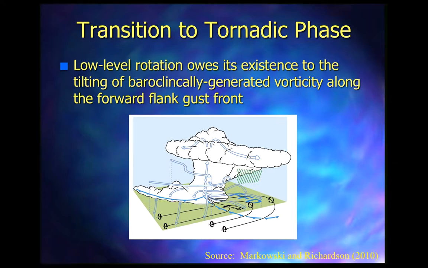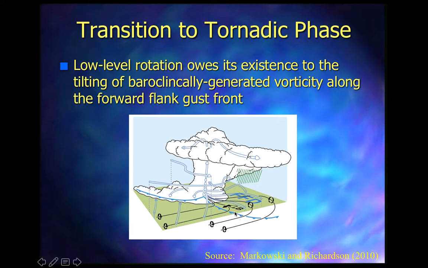So the real question is, how does a supercell storm, and the low-level rotation that we talked about earlier, that Larissa talked about, get generated? It is generated by the tilting of baroclinically generated vorticity along the forward flank gust front. So this diagram here shows it very nicely. Here's the FFD. Here's the gust front right here, this blue scallop line. Here are the vortex lines.